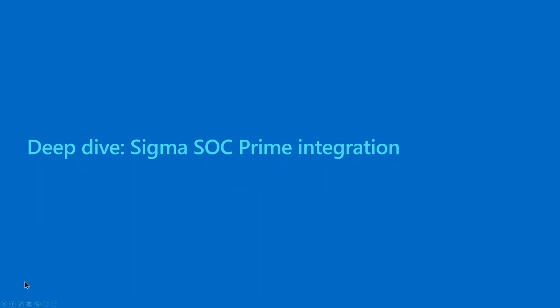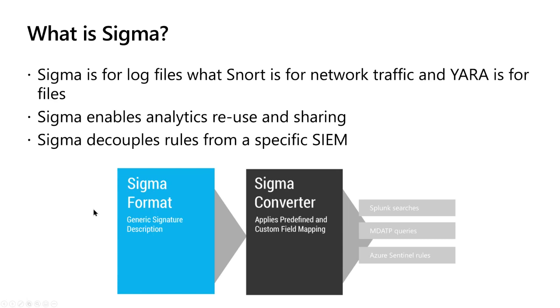Okay, so I promised a couple of deep dives. One is into the SOC Prime integration, and we'll start with that. SOC Prime supports Sigma, so I thought we would start with a quick description of what Sigma is. Sigma is for log files what Snort is for network traffic and what Yara is for files. It enables analytics reuse and sharing, and it decouples rules from the specific SIEM query language. Sigma is getting quite a bit of traction in the US, but also internationally. It's just a generic way to describe a signature, which makes it easier to share that information across individuals and across different systems, such as SIEMs.